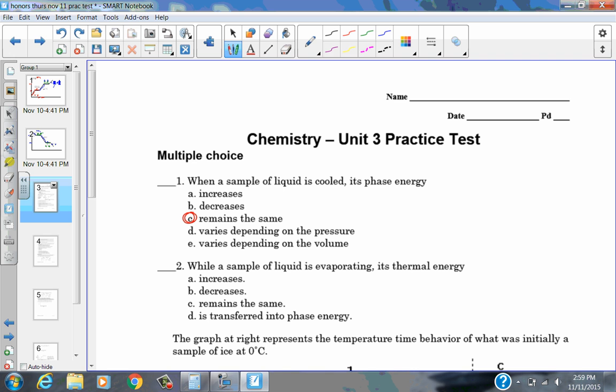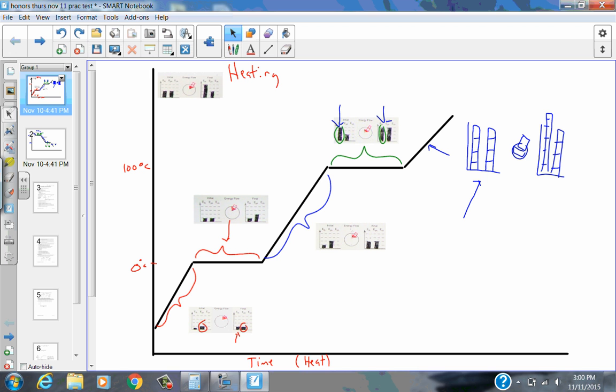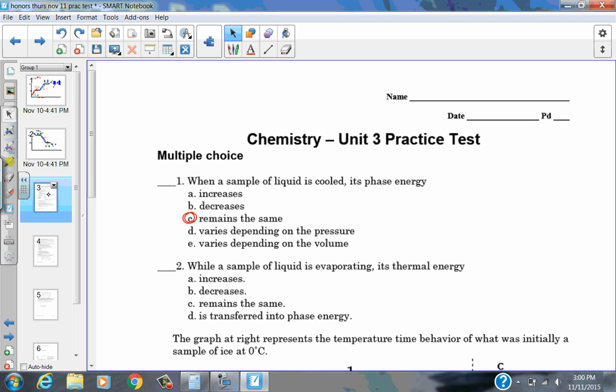While a sample of a liquid is evaporating, we must be adding heat. Here's a heating curve. The evaporation part happens here. Evaporation. What's happening there? Well, one kind of energy, the phase energy, is changing, but the thermal energy is staying the same. While a sample of liquid is evaporating, its thermal energy remains the same.